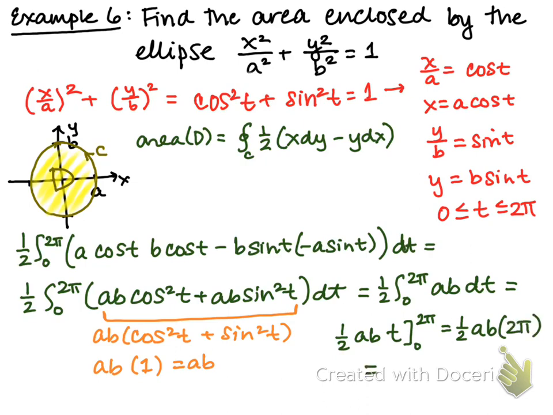Which integrates to pi ab, which hopefully you remember is the formula for the area of an ellipse. If you think about it, it's a lot like the formula for the area of a circle, pi r squared, but instead of using radius squared, it's using half the length of the minor axis and half the length of the major axis of the ellipse, a and b.